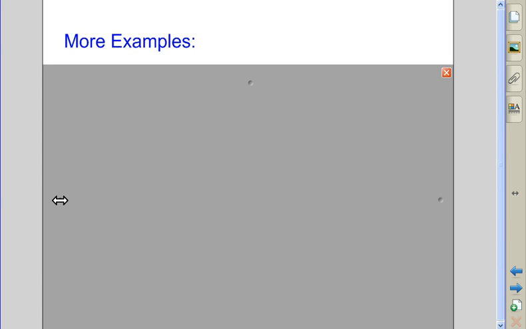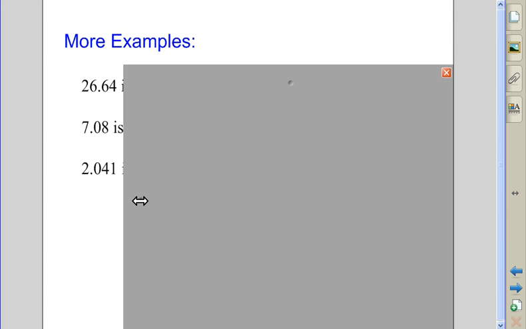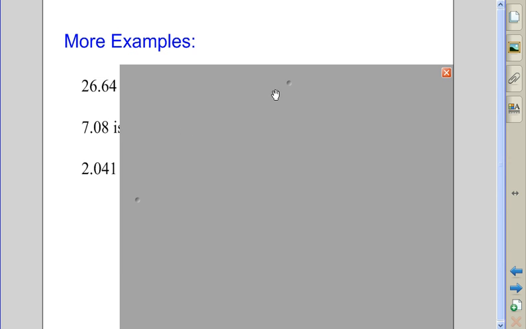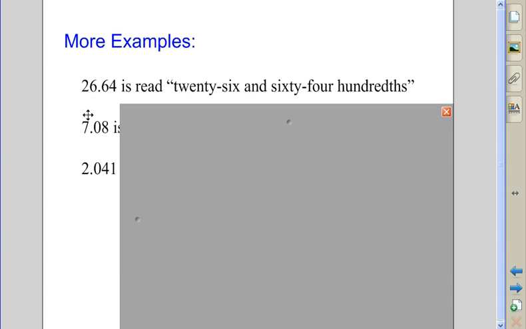Let's do a few more examples. The first example is 26.64. If we look to the right of the decimal point, I have 2 places to the right of the decimal point. If we review our chart, the second place to the right of the decimal place is the hundredths place. So this is going to be read 26 and 64/100ths.